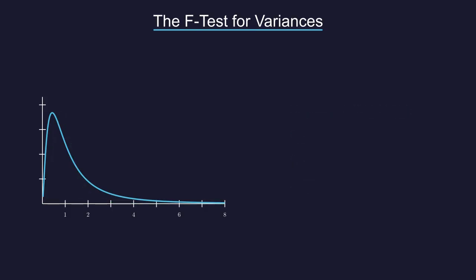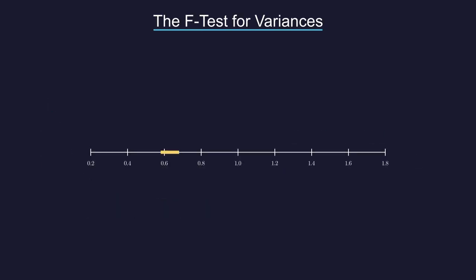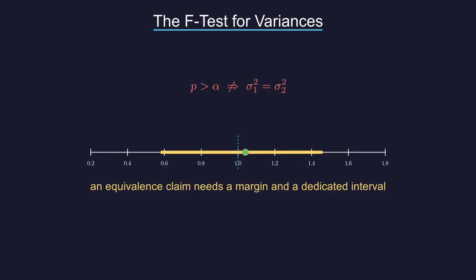For a two-sided test, evidence can lie in either tail. So the calculator doubles the smaller tail probability and uses lower and upper critical values. Directional tests use the corresponding single tail. The p-value is a conditional tail probability under equal variances and normal populations. It is not the probability the variances are equal and does not quantify an acceptable equivalence margin.